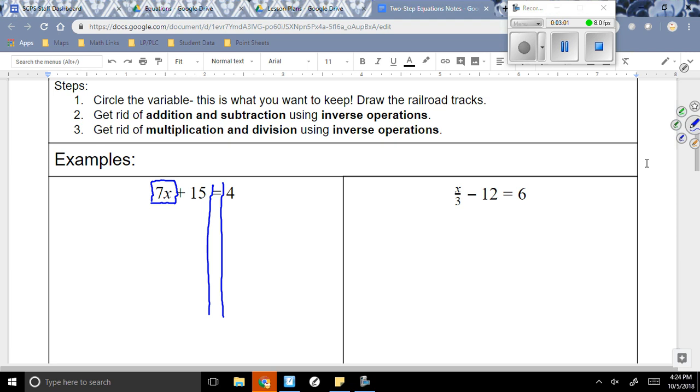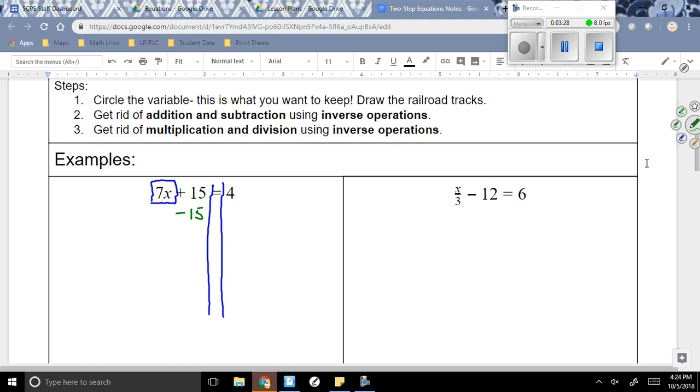Step number 2 says that we need to get rid of addition and subtraction using inverse operations. So remember, if I have 7 right up next to x, that's multiplying. And then it says that I'm adding 15. If I want to get rid of that 15 to get that 7x alone, I'm going to use its inverse, which is subtracting. So go ahead and write that you are subtracting 15.